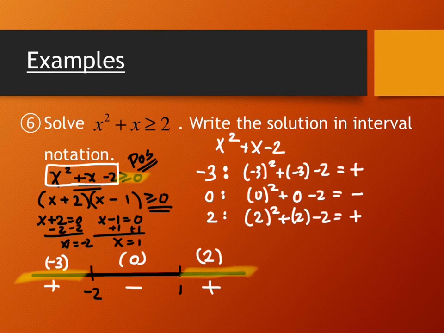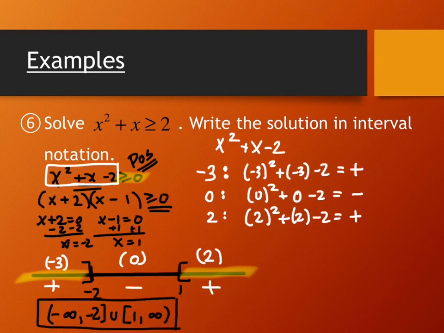Now, notice it's actually going to include those endpoints because it said greater than or equal to 0, and we know it's equal to 0 at the endpoints. So I'm going to have brackets on here as well. So I'll have negative infinity to negative 2 bracket, union, 1 to infinity. That would be the solution set for this particular problem.